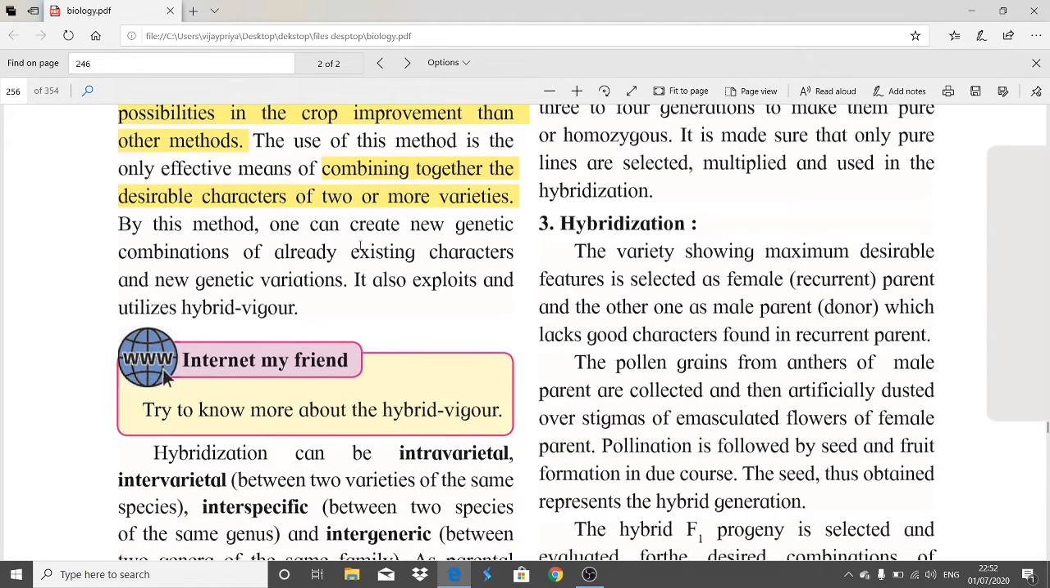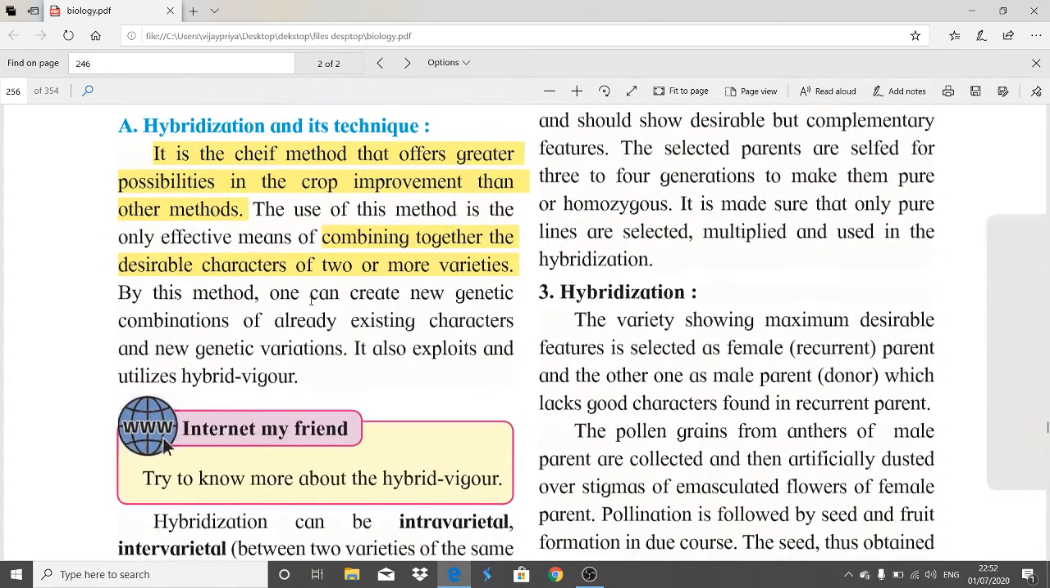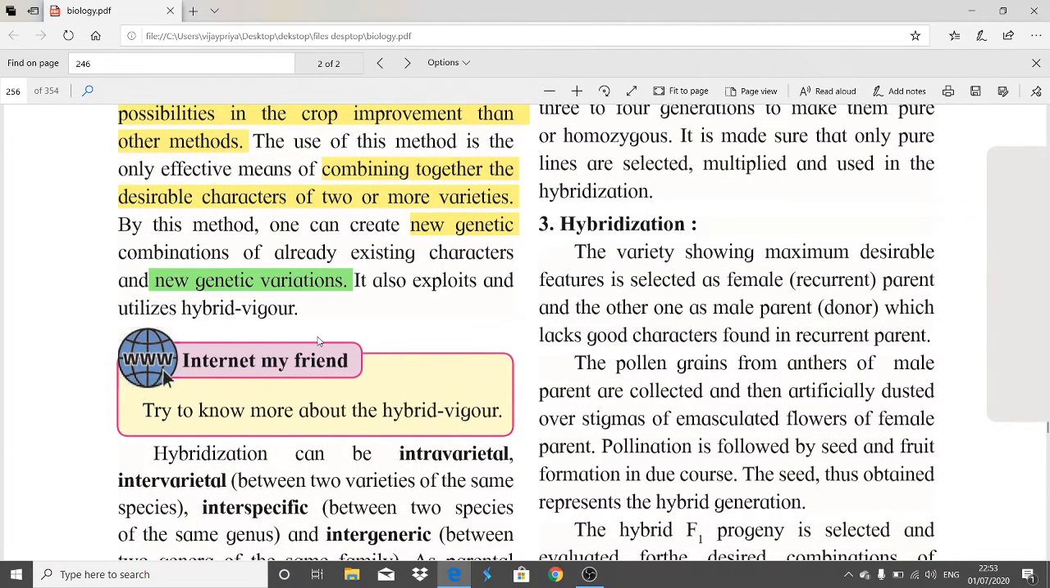By this method, one can create new genetic combinations of already existing characters and new genetic variations. So we can achieve a new genetic combination as we are combining two different varieties, and we can get new genetic variations. It also exploits and utilizes hybrid vigor.